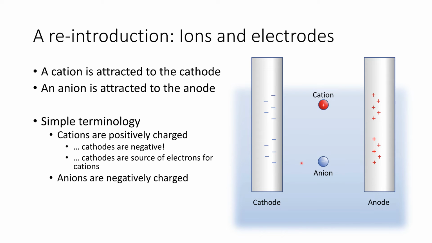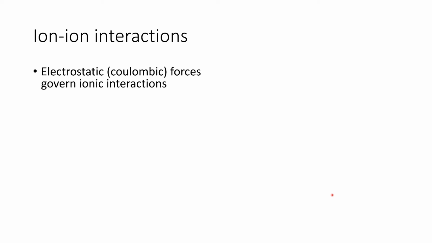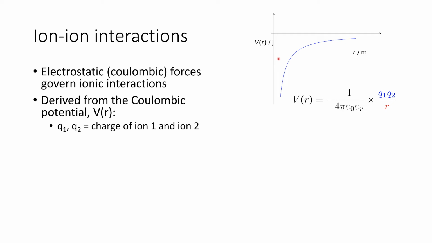Anions are negatively charged and are attracted to the anode, which means the anode must be positively charged. And it's the anode which collects the negative charge from the anion, then the oxidized species diffuses from the anode. So it's simple terminology, but it's important to remember which way round we're considering it. We now need to think of ion-ion interactions in solution. When we think of ionic interactions, recall from first year that they are governed by Coulombic forces, and they're derived from this Coulombic potential V of r, which when we sketch it looks a bit like this. This is just a simple potential showing how the potential varies.